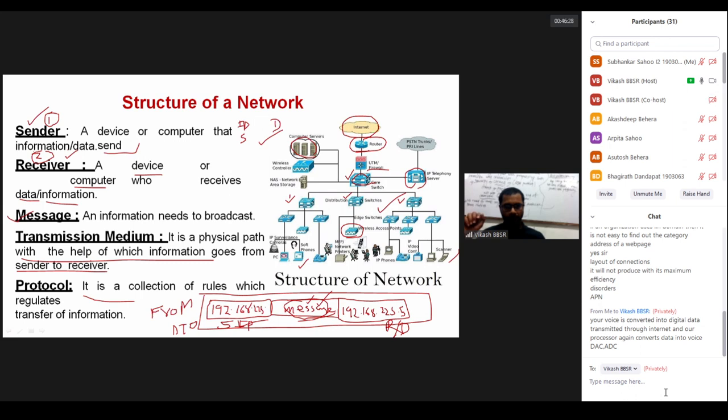Whenever the question comes, you may design it. You may not follow it because this is a very complex design. You may draw some drawing. Then you can write what terminology and things are required for the structure of the network. Sender required, receiver required, message required, transmission medium required, and protocols are required. These are the main things. Clear?